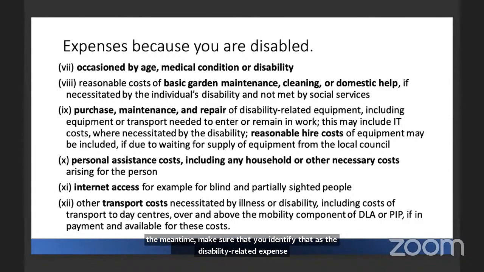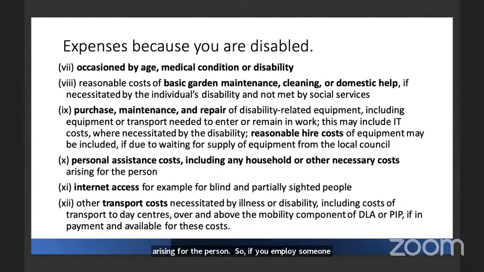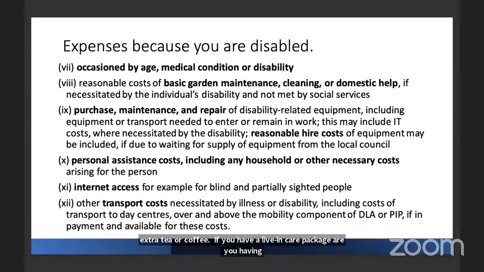The next point is personal assistance costs, including any household or other necessary costs arising for the person. So if you employ someone, do you have to buy extra hand soap, extra toilet roll, extra tea or coffee? If you have a living care package, are you having to pay for the cost of the meals for that personal assistant? If so, and it's not included in your care package, it's a disability related expenditure.